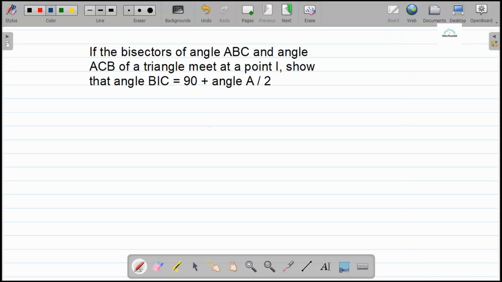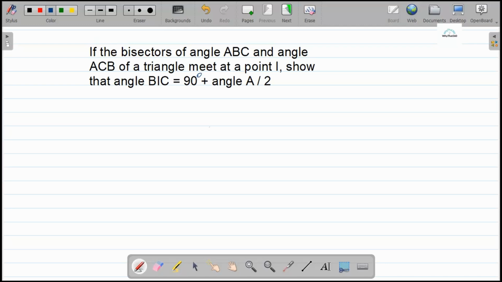We have this question here that I want us to look at. It says that if the bisectors of angle ABC and angle ACB of a triangle meet at a point I, we should show that the angle BIC is equal to 90 degrees plus the angle at A divided by 2, or half of the angle at A.